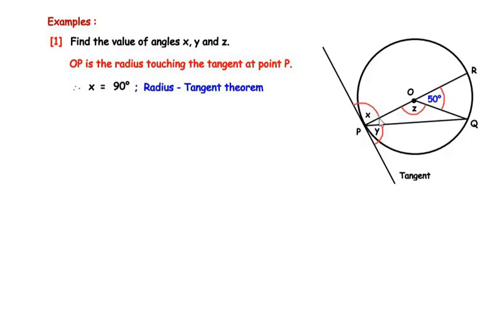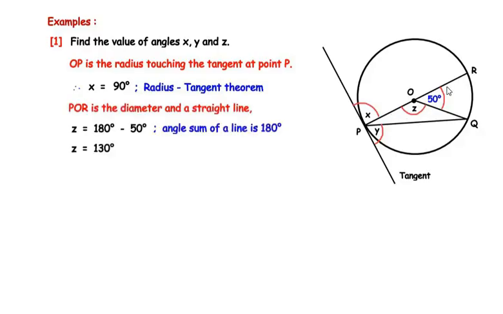Now once we have got this, let us look at the straight line POR. Since POR is a straight line, the angle made at point O will be 180 degrees. So to get angle Z, we have to subtract 50 degrees from 180 degrees. So here we have written POR is the diameter and a straight line. So Z will be equal to 180 minus 50, that is, angle sum of a line is 180. So the value of angle Z we get here is 130 degrees.